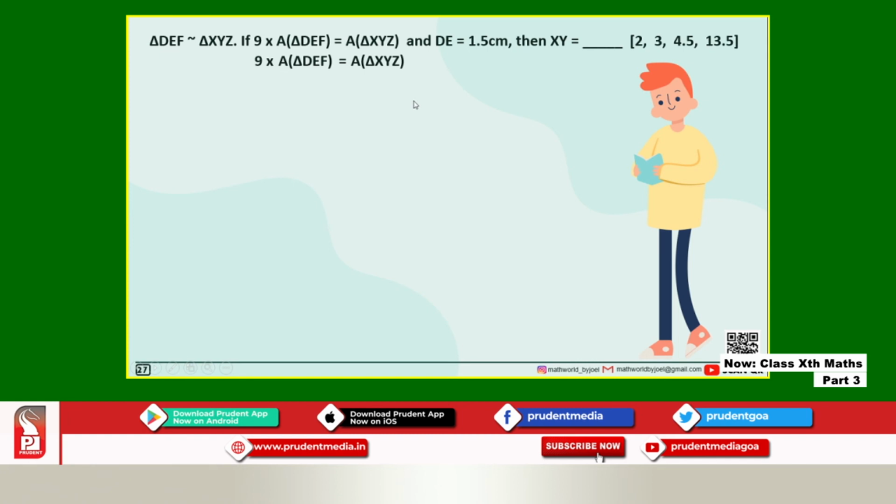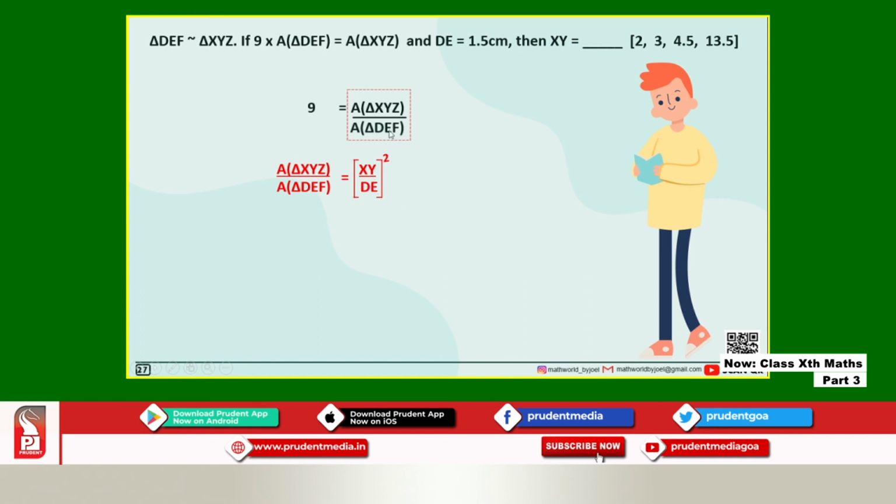So what we are going to do is this. We'll get the area of XYZ down and get the area of DEF in the denominator. 9 will remain as it is. If you don't write anything over here, it is understood that there is 1 over here. So 9 upon 1 is nothing but this ratio, right? Since the triangles are similar, the ratio of their areas is equal to the square of their corresponding sides.